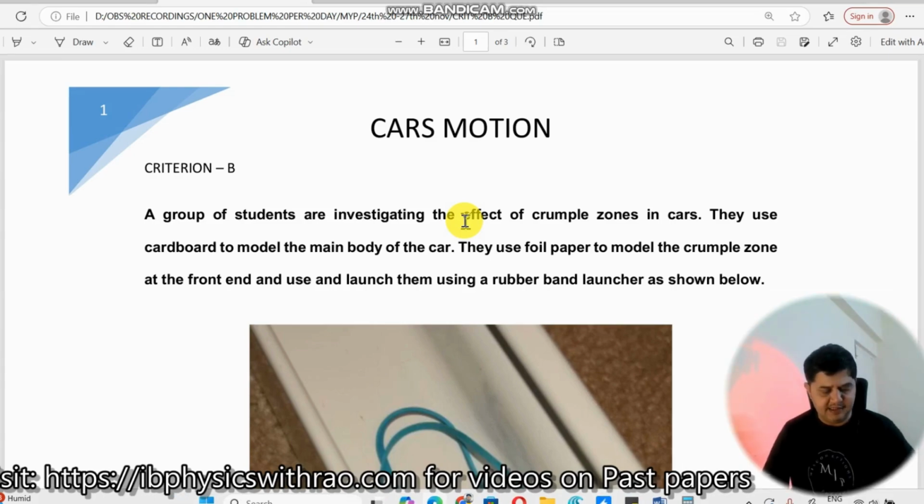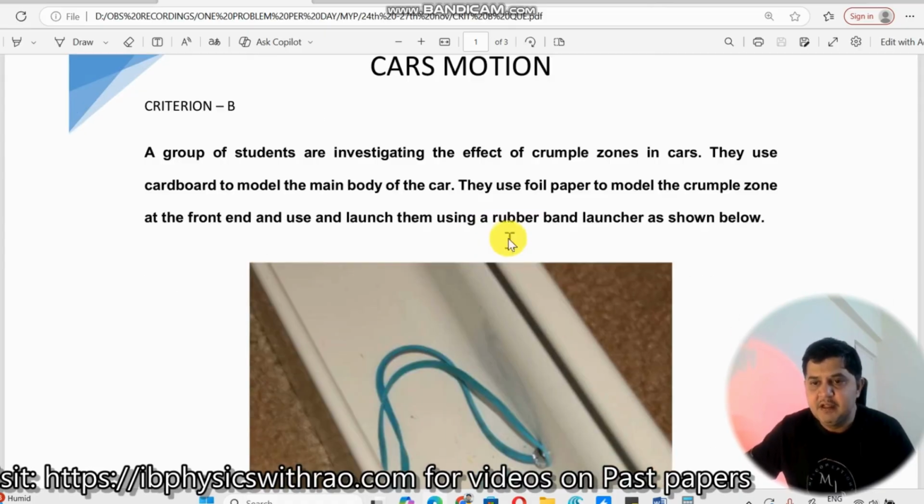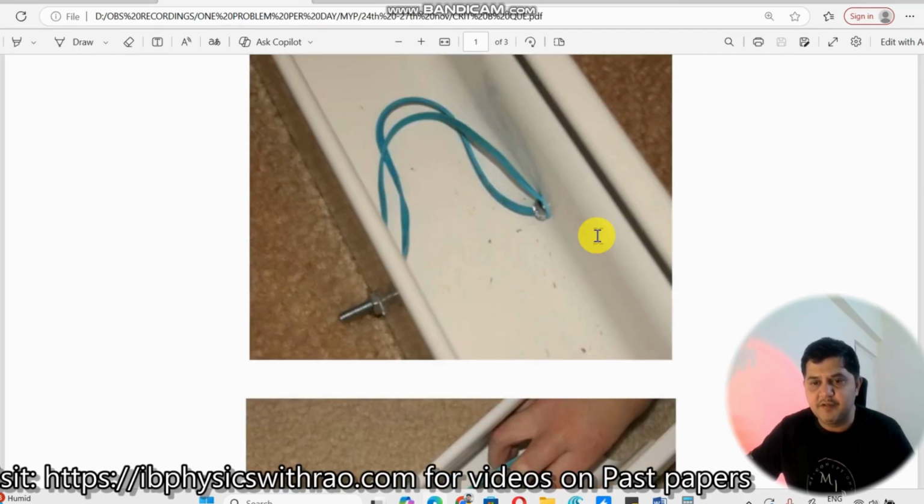Okay, so this is criterion B question. A group of students are investigating the effect of crumple zones in cars, and they use cardboard to model the main body of the car. Let me show the diagram. They use foil paper to model the crumple zone on the front end and launch them using a rubber band launcher as shown in the figure.